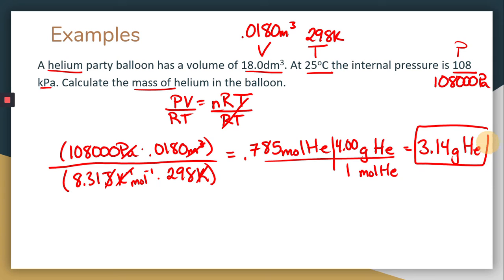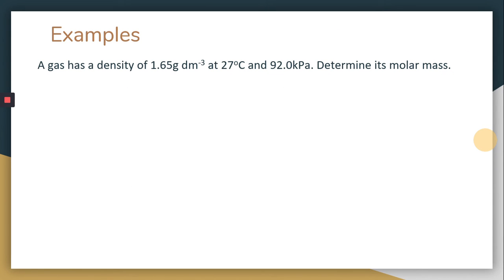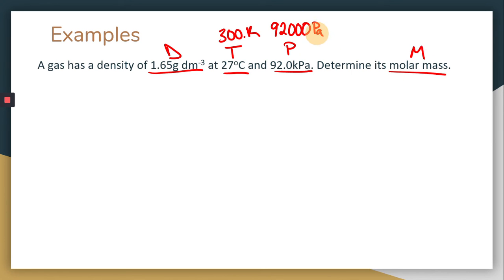All right, let's look at one more example. So it says a gas has a density, grams per decimeters cubed, so that's our density. We have a temperature of 27, and because this is a gas, we're going to need that to be in Kelvin, so we add 273 and we get 300 Kelvin. And then we have a pressure that we would need in pascals, so we're going to move the decimal 3 places to the right, so 92,000 pascals, and we want to know what the molar mass is.